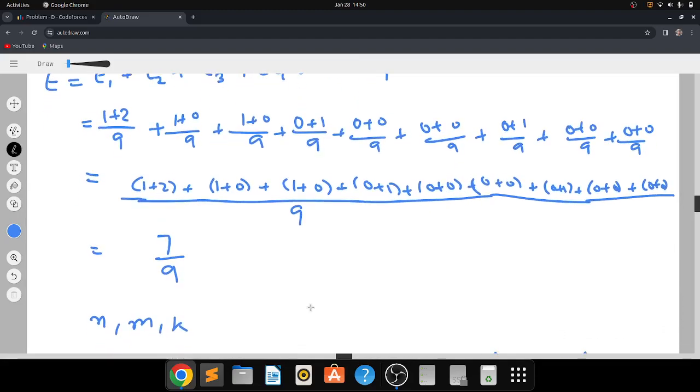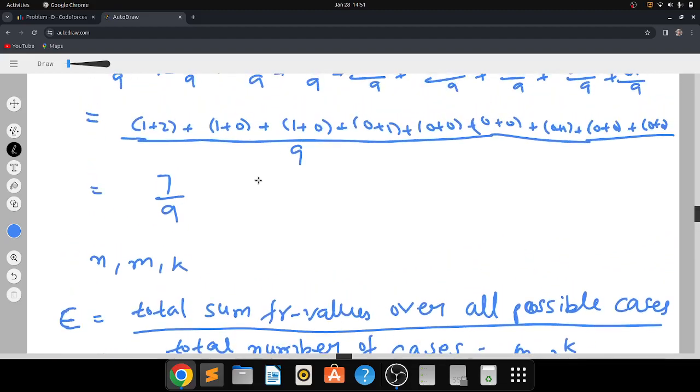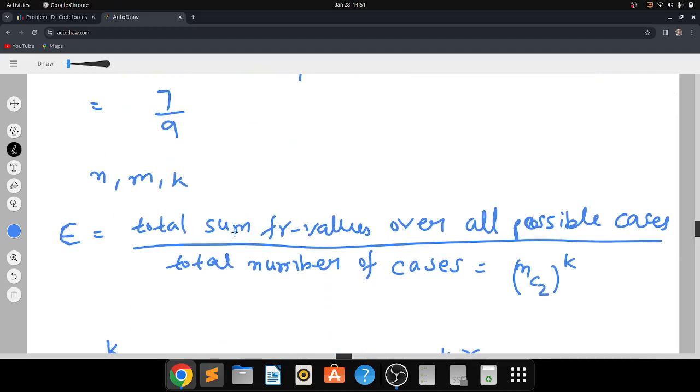Now let's talk about the general case. For general N, M, K, how will you calculate the expected value? From the above sample test case, we can see that the numerator is the total sum of friendship values over all possible cases, and the denominator is the total number of ways.